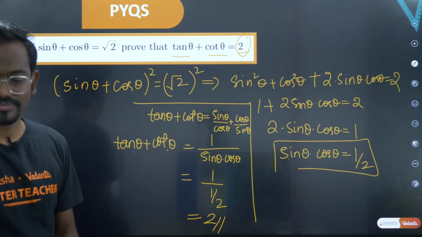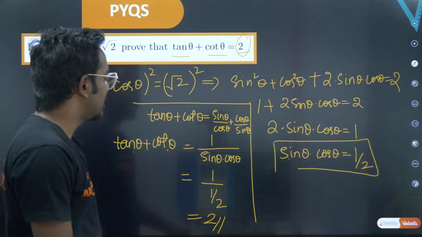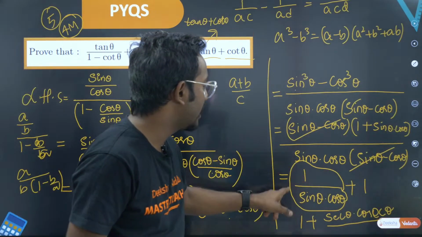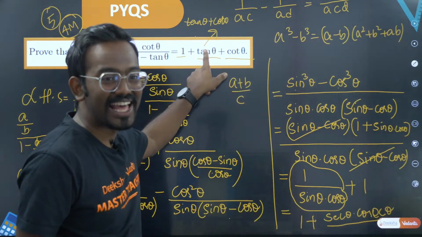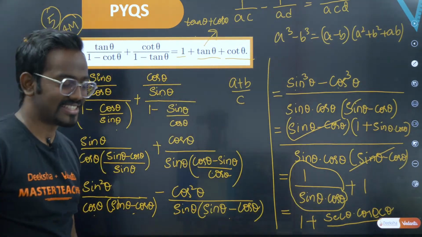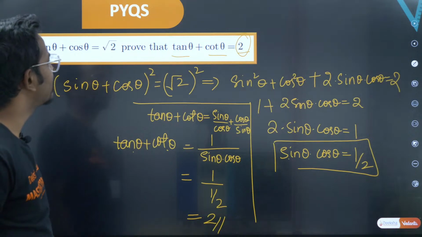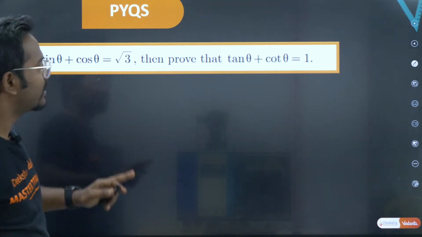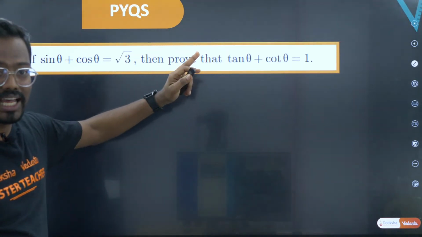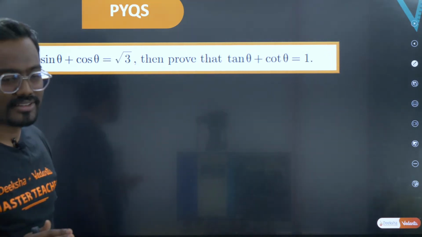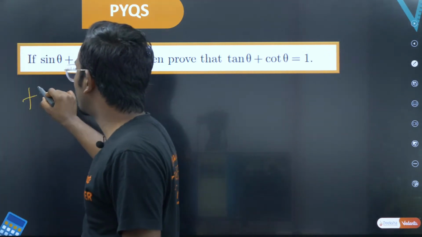Yes, hope this is clear. In the last question also you will end up with this whole thing as tan theta plus cot theta, so tan theta plus cot theta is the final answer. Okay, I've got a same question. You have sin theta plus cos theta as root 3. Prove that tan theta plus cot theta is 1. Same question, so take this as homework. I will not solve it here.